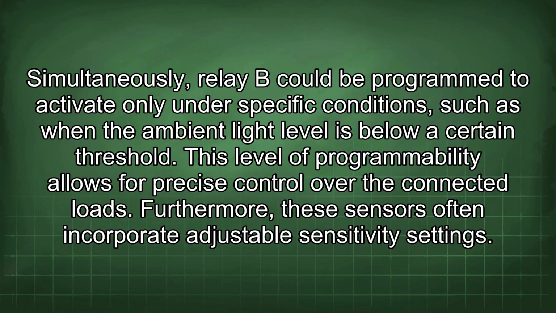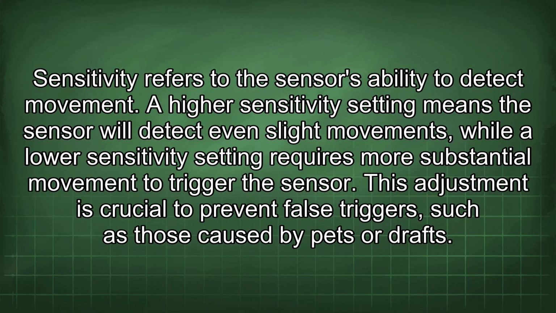Furthermore, these sensors often incorporate adjustable sensitivity settings. Sensitivity refers to the sensor's ability to detect movement. A higher sensitivity setting means the sensor will detect even slight movements, while a low sensitivity setting requires more substantial movement to trigger the sensor. This adjustment is crucial to prevent false triggers, such as those caused by pets or drafts.